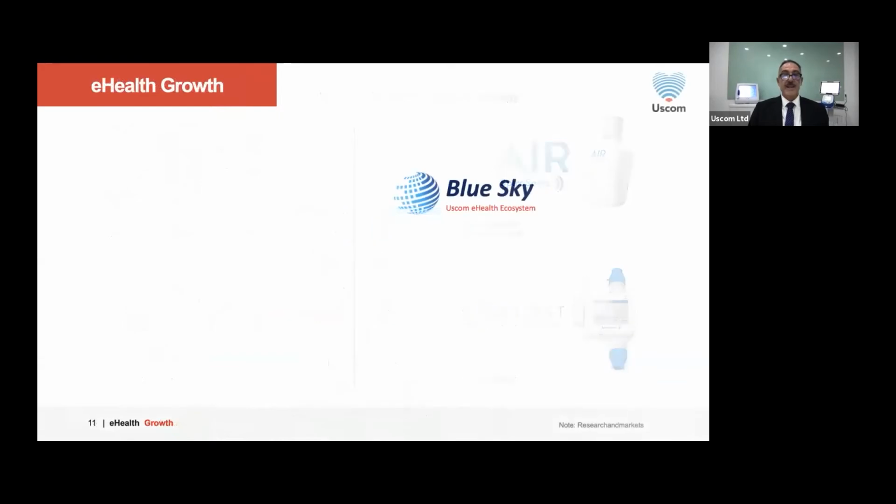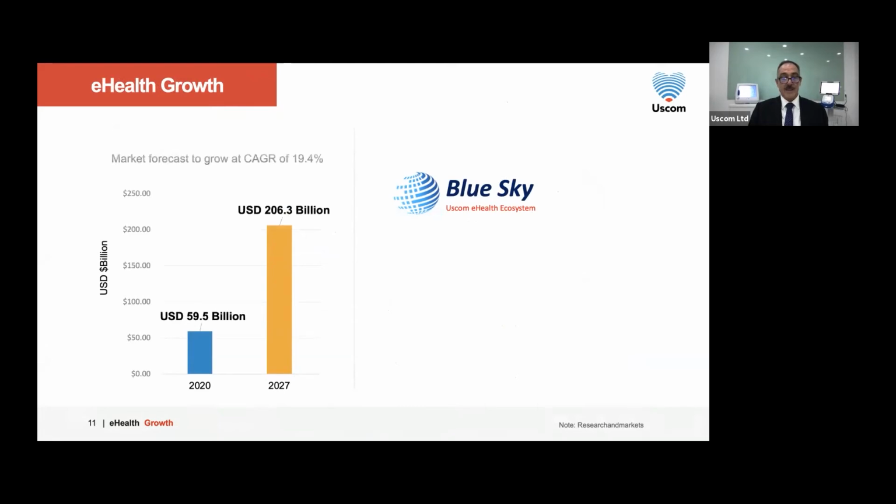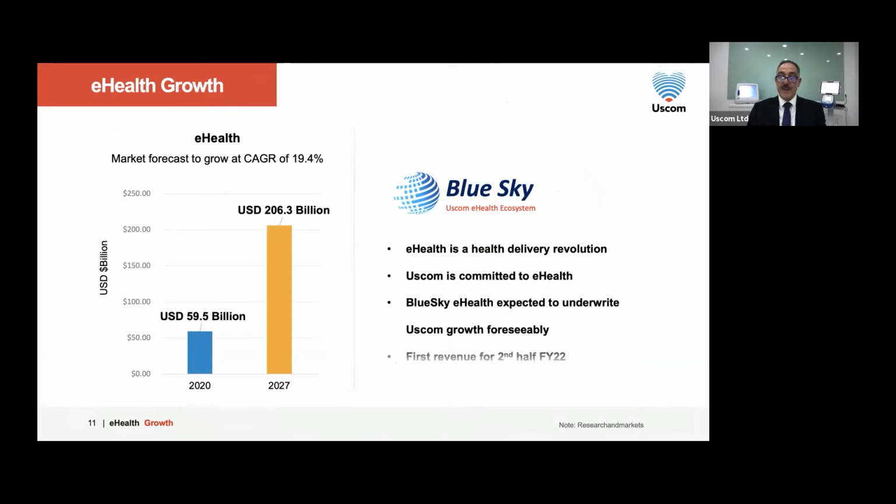eHealth is a powerful driver of future prosperity for medical device companies. We've invested significantly in eHealth to create the Blue Sky eHealth ecosystem. And this technology is designed to be at the centre of global digital health revolution. The current market is $60 billion and predicted to grow at 19.4% to an excess of $200 billion in 2027. This market growth is expected to drive Uscom foreseeably.